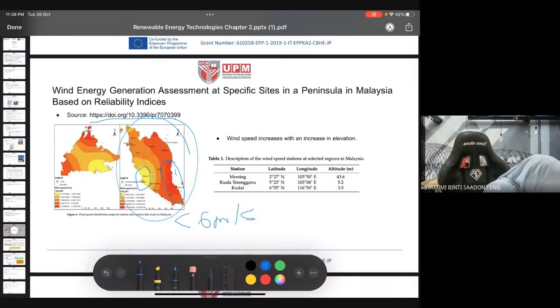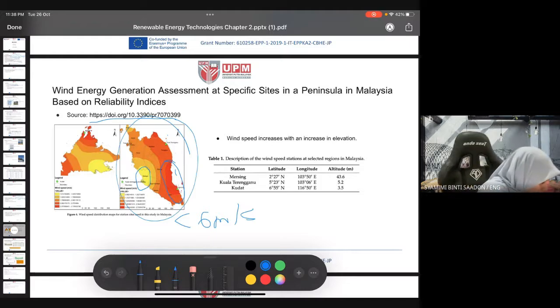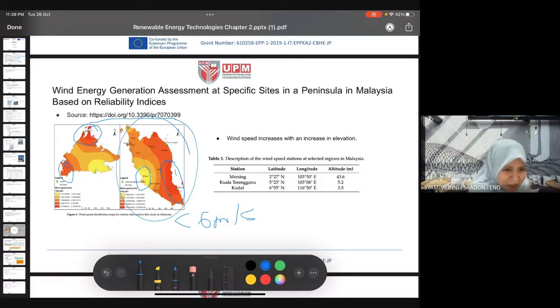It's quite the same in Sabah. This is the map of Sabah. We don't have Sarawak yet, as this article didn't include a map of Sarawak. In Sabah, the highest wind speed is around Kudat, 2.5 meters per second. Or here, I'm not sure. Is this Kota Kinabalu? I forgot, I'm not sure.